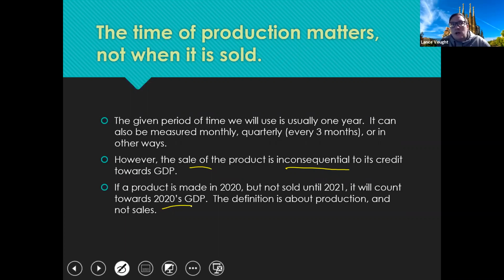Because if you sell the car in 2022, it has nothing to do with 2022's economy because it didn't produce anything. Remember, we're measuring gross domestic product, not sales. Any other questions related to that?